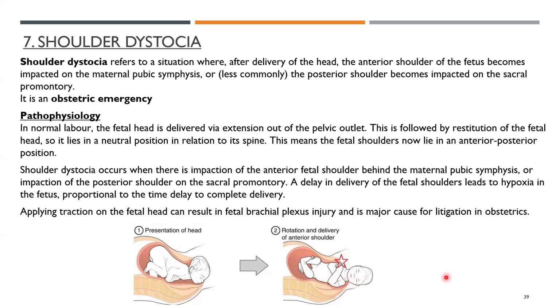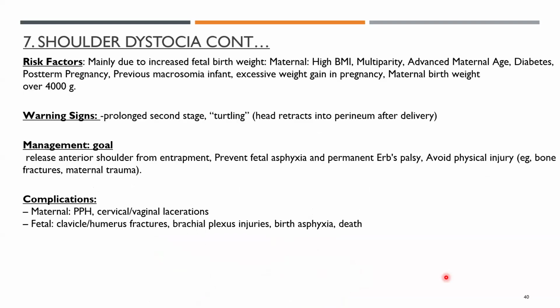A delay in delivery of the fetal shoulder can lead to hypoxia in the fetus, proportional to the time delay to complete the delivery. So it's very important to solve this as soon as you can. Applying traction on the fetal head is not advised because it can create brachial plexus injury. You can decapitate this child. It can cause severe neurological trauma. So what do you do?